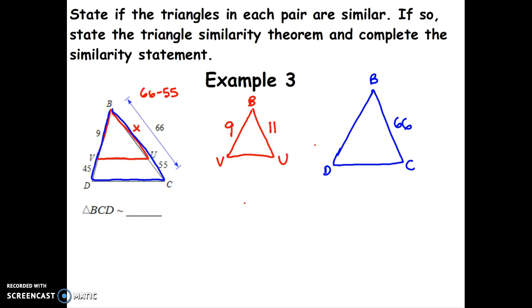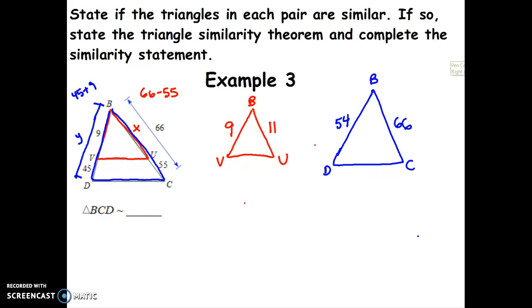Now we're going to do the opposite to find the length for BD. We see the length for BD is this entire side here. How would we figure out the length of BD? Well, we would have to add together the 45 and the 9. So 45 plus 9 will give us our Y. And when we add those together, we get 54.